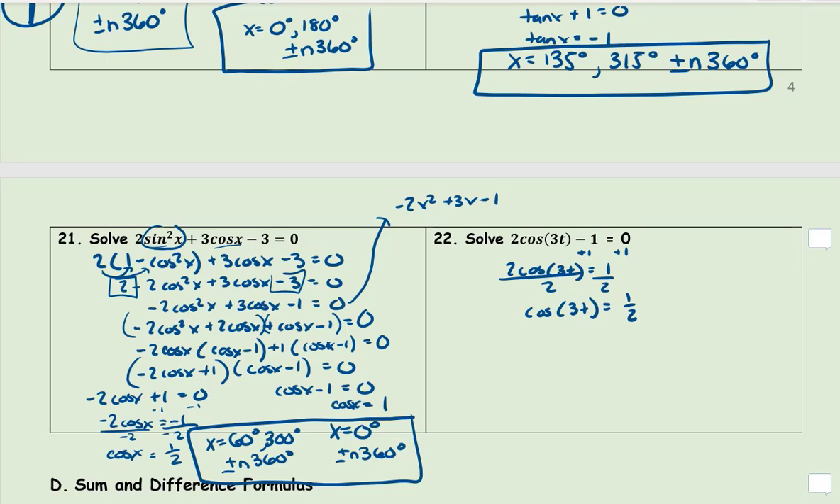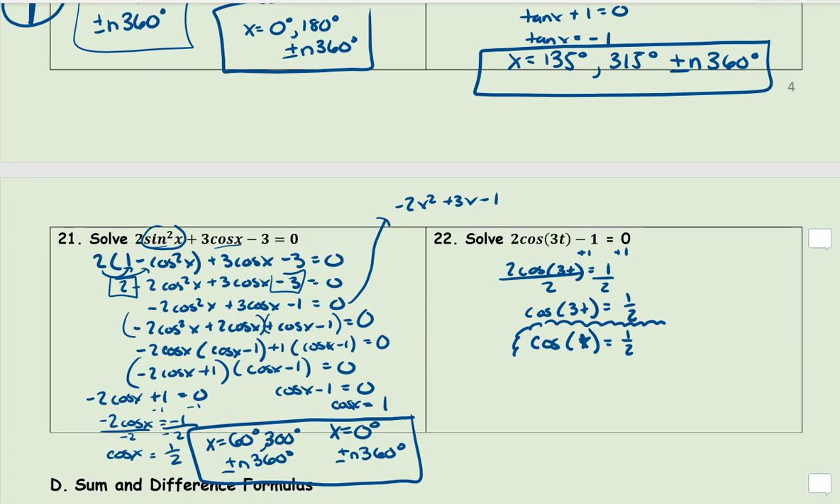Now here's where it gets a little tricky. By tricky, I mean cool. Okay, we're not going to think of this 3t anymore as one thing. We're going to think of it as a star, because stars are easy for me to draw. Okay, so we're going to go off in a little bubble zone here. So instead of cosine of 3t, we're going to have cosine of a star is equal to 1/2. You could use any other variable. You don't have to use a star.